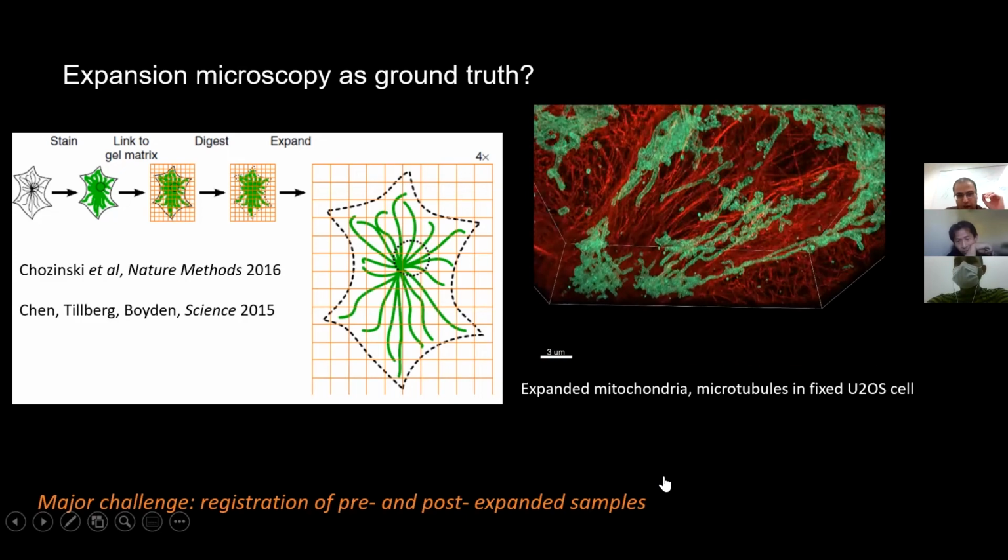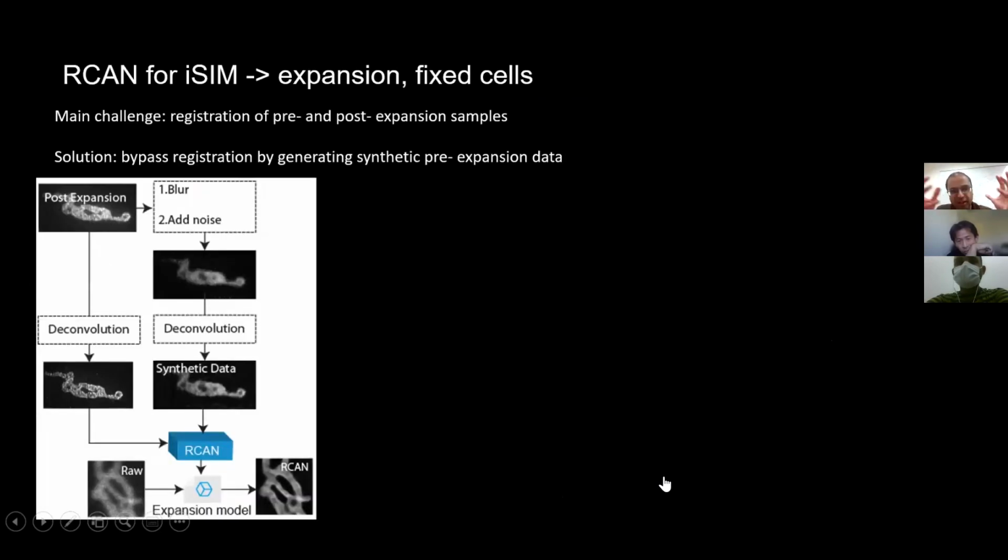So instead, we got around this by using synthetic data. We took our post-expansion data and we blurred it and added noise so that the blurry and noisy data resembled the data that we would acquire raw in our instant SIM. So we have these two pairs of data, the post-expansion ground truth data, which we deconvolved, and we degraded that data by adding blurriness and noise until it resembled the instant SIM. And then we asked, to what extent does the RCAN improve real data acquired in the microscope?